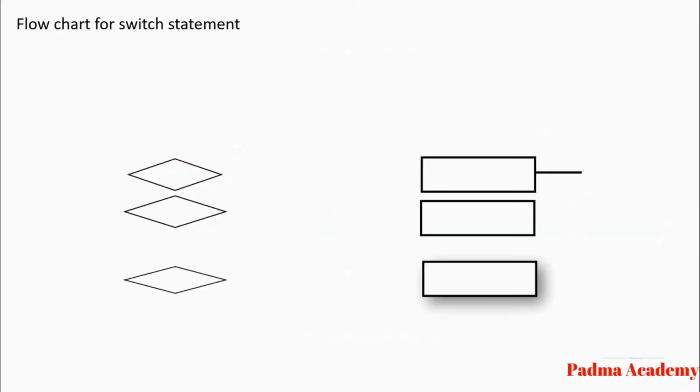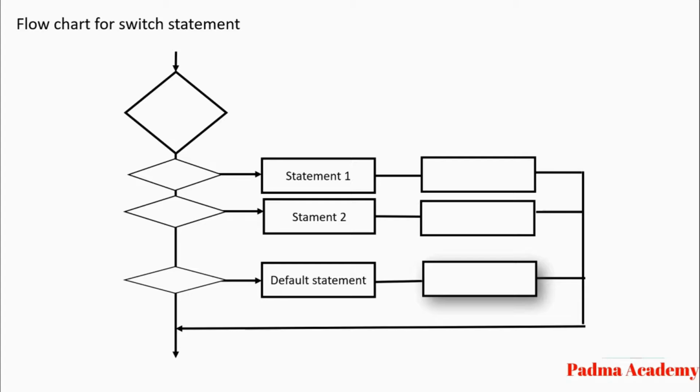So we will see the flowchart for it. This is the flowchart. First we check the expression value, then we check whether it matches any case. Suppose case value 1: if the expression value and the case value, that is 1, match, it will execute statement 1, then break, and then move directly on to the next statement.